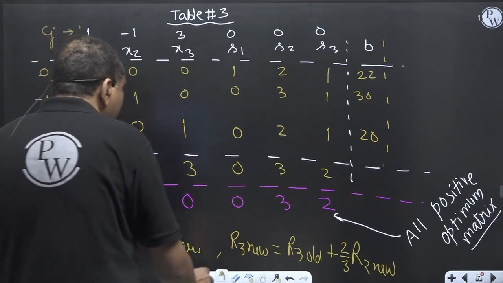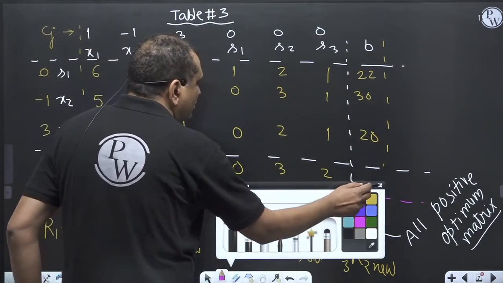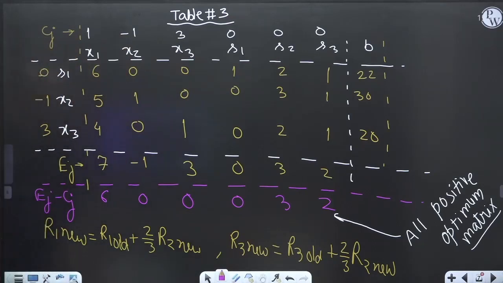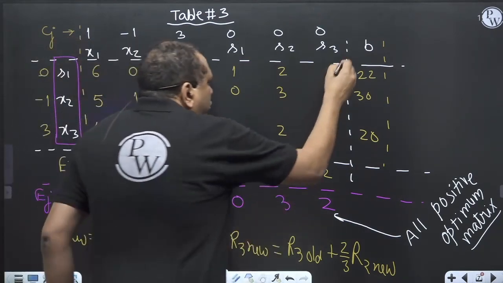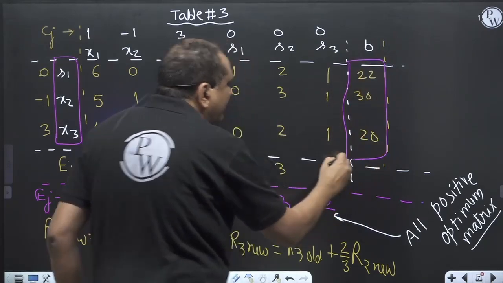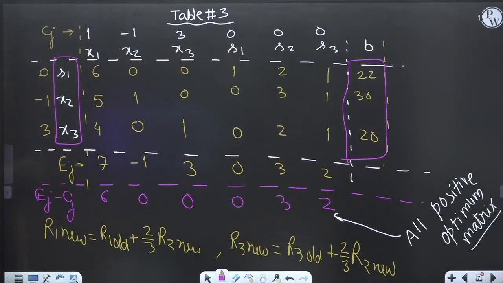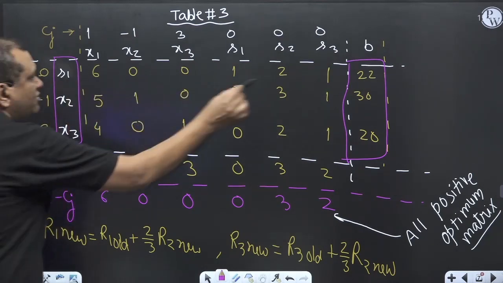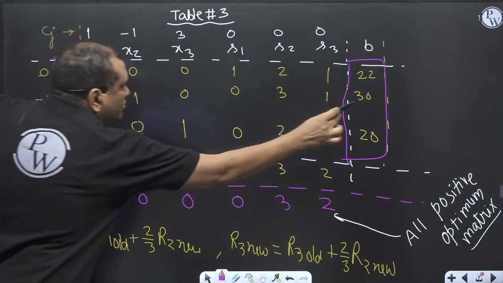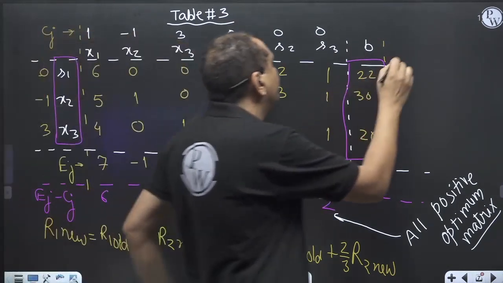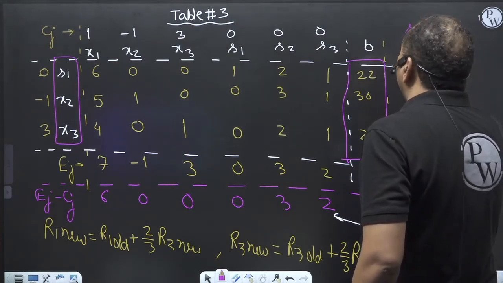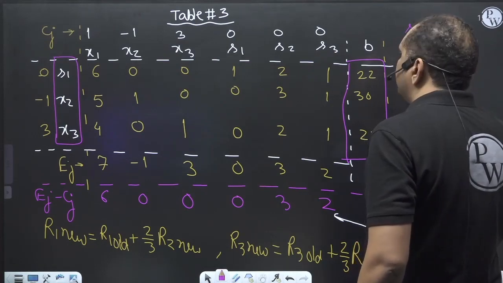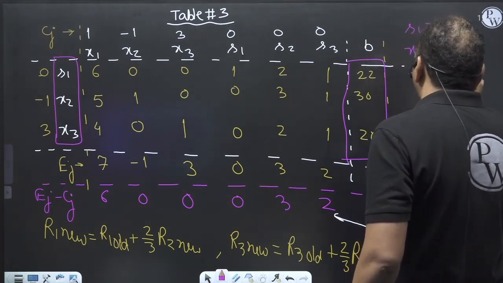Now we have to read the solution. We have to compare the basis with the B matrix. So S1 is equal to 22, X2 is equal to 30, X3 is equal to 20.